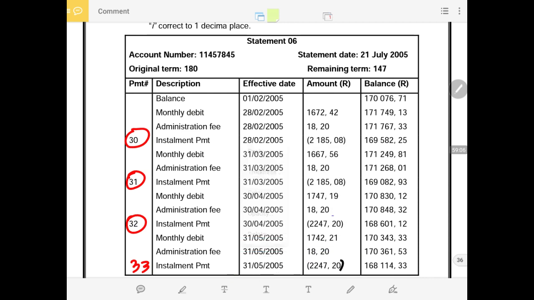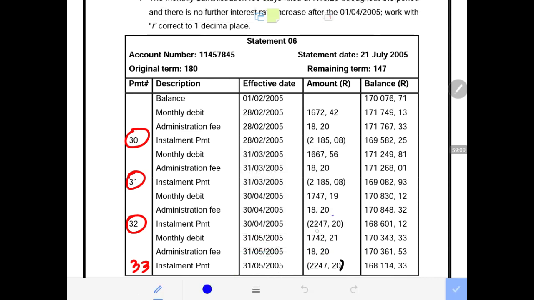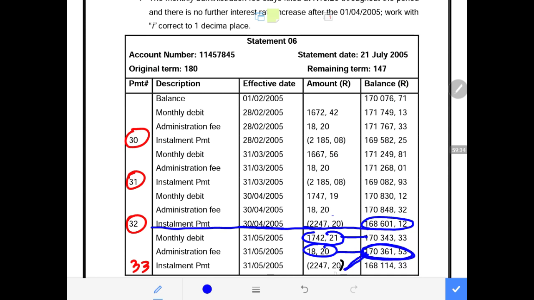Now we go there and we analyze. Look at the previous month payment. Yes, this is the one. This is the closing balance at the end of April. How did we get to the balance before? Meaning, how do you get to this balance? Because this is the balance before the next payment. We said plus monthly debit interest, plus administration fee, in order to get to the balance before the next payment is made. And again, this is also the balance after the payment of the month of April was made.